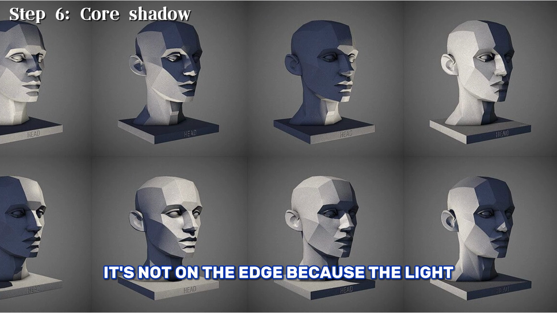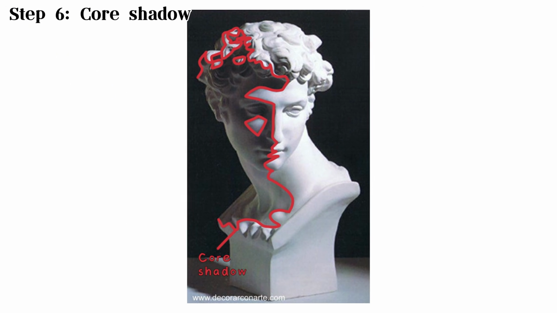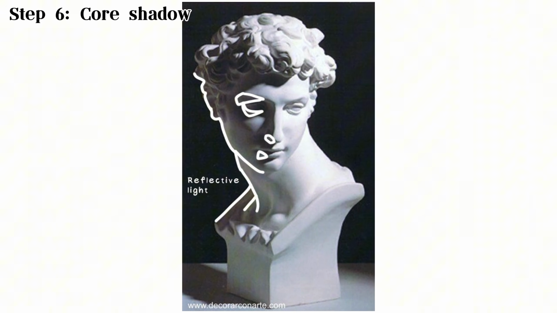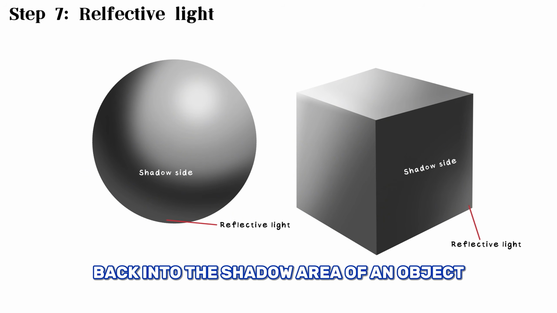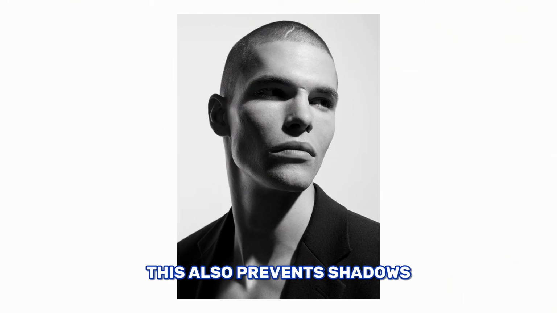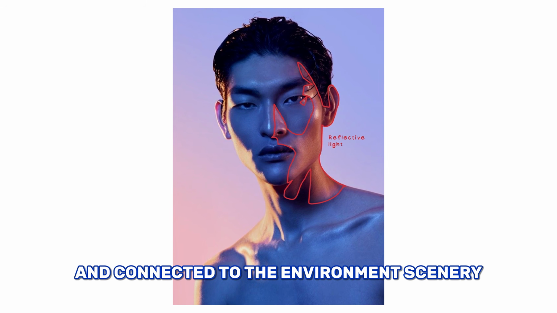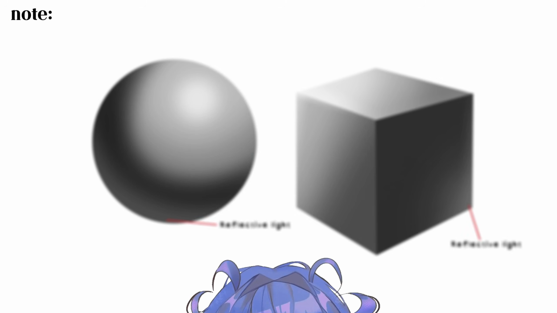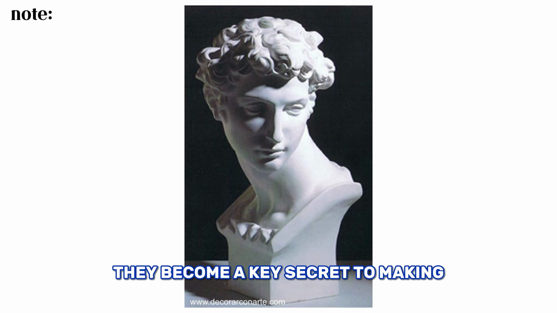It's not on the edge because the light still bounces from the surrounding environment, making the outer areas of the shadow slightly brighter through the reflective light. Which leads to Step 7, reflective light. It's the light that bounces off the surrounding surfaces back into the shadow area of an object. This also prevents shadows from looking completely dark and helps the object feel more natural and connected to the environment. Just a little note: core shadows and reflective light might sound a bit complex at first, but once you understand them visually, they become a key secret to making an object feel truly 3D.